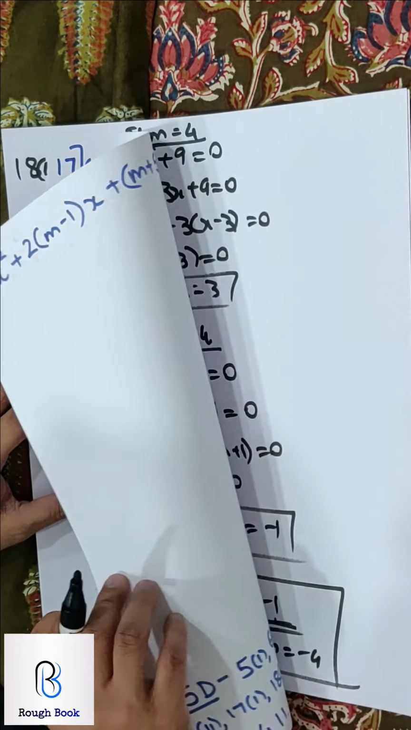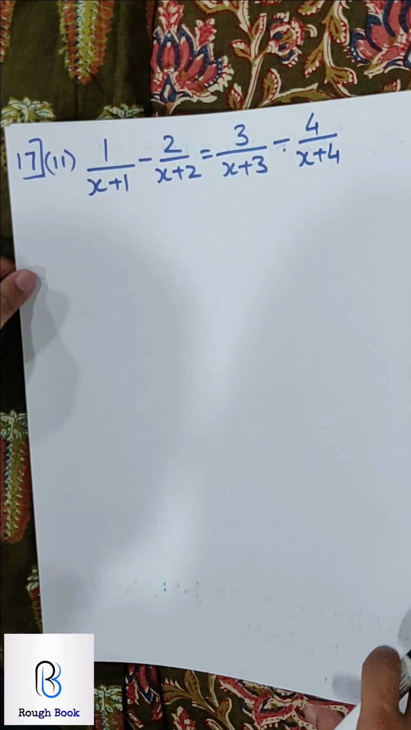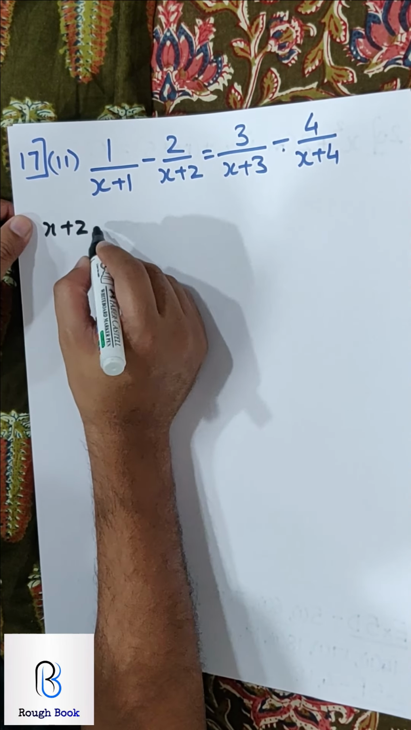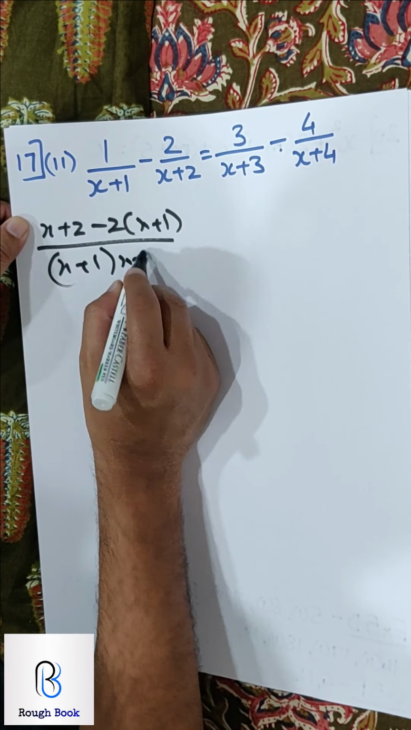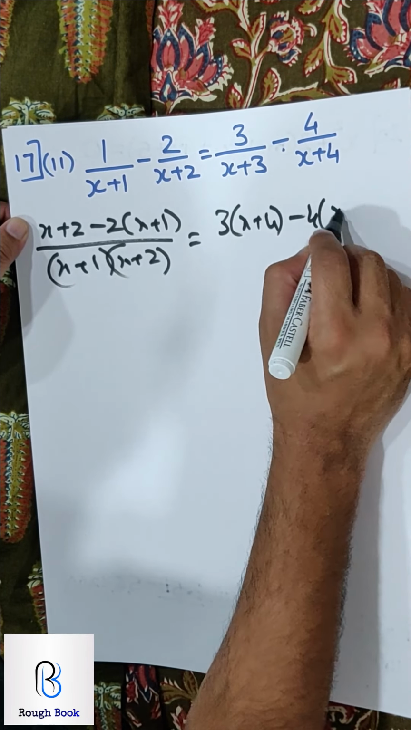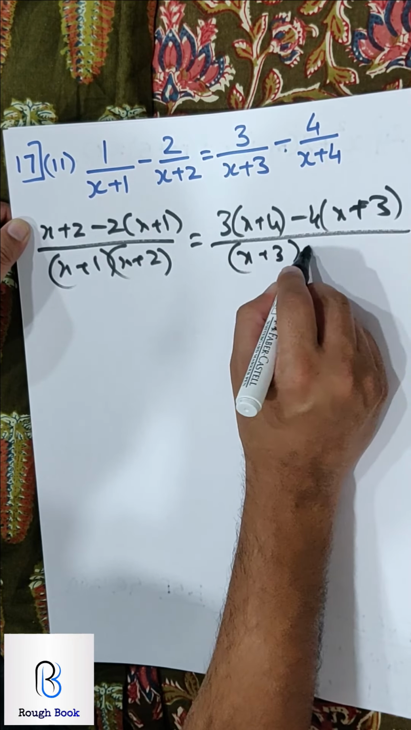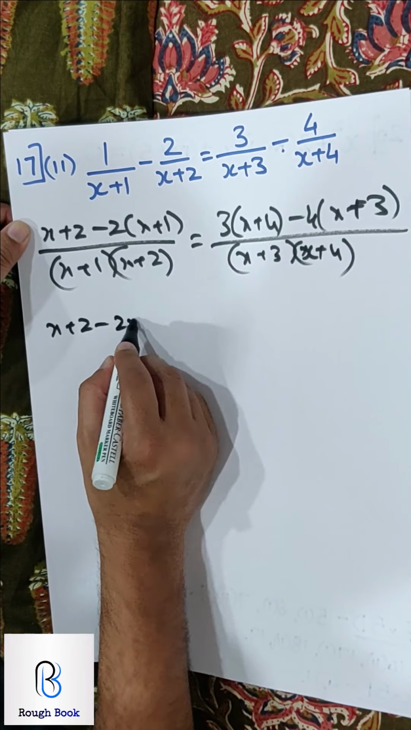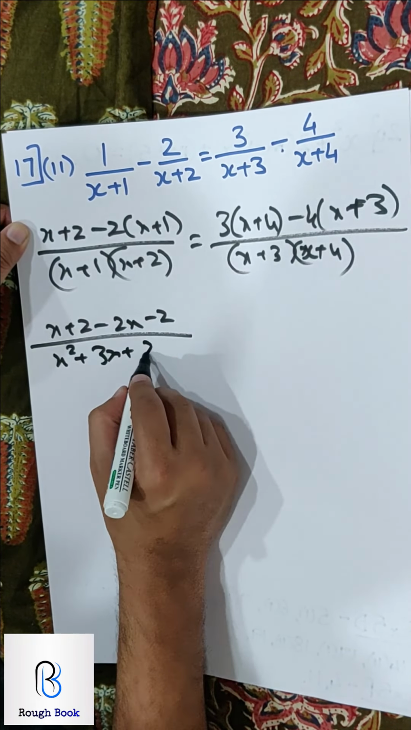I want you to try 17 part 2. This is also a simple question. Just take the LCM and figure out how to go about it. So first LCM on the left hand side, x plus 2 minus 2 times x plus 1 upon x plus 1 into x plus 2. RHS will be 3 times x plus 4 minus 4 times x plus 3 upon x plus 3 x plus 4. Let's proceed. So x plus 2 minus 2x minus 2, x square plus 3x plus 2.